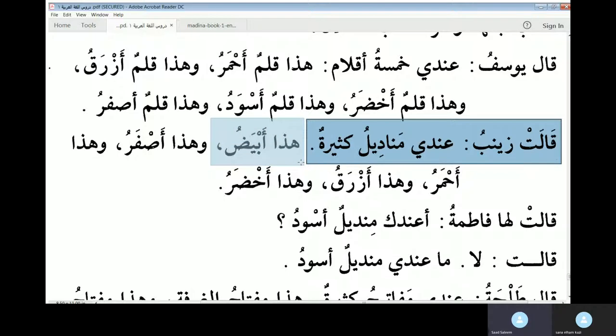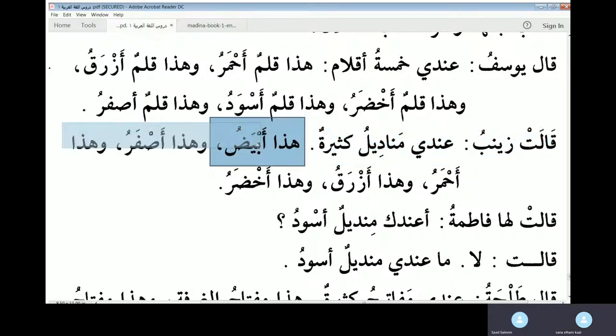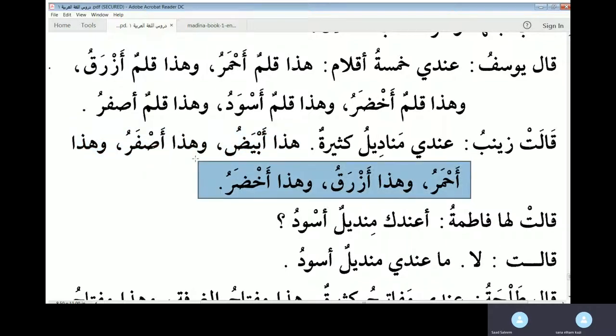Haza abiyazu. This is white. Haza asfaru. And this is yellow. Wahaza ahmaru, and this is red. Wahaza azraqu, and this is blue. Wahaza akhzaru, and this is green.